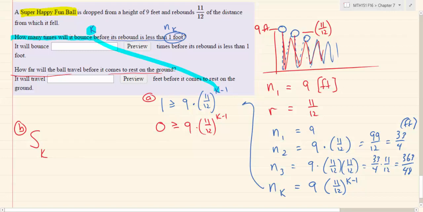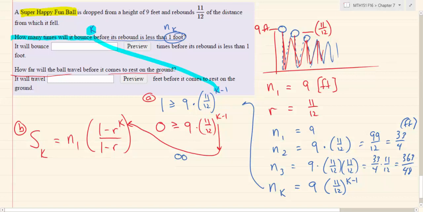So this one plus this one plus this one plus this one, that's going to equal n sub 1 times 1 minus r to the k over 1 minus r. Now, I'm not quite sure what k is going to shake out to be here, but I imagine it's going to be a really big number. And so you're going to take that really big number and you're going to plug it in here. It might even be the case that this turns out to be infinity.